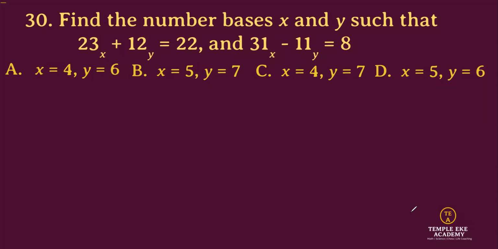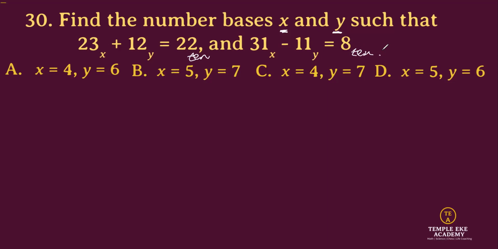We are expected to find the number bases x and y such that there are two equations: 23 base x plus 12 base y equals 22. Of course, because the base of this number is not shown, it automatically means it is in base 10. The second equation: 331 base x minus 11 base y equals 8. Also, the 8 is in base 10 because it is not shown.